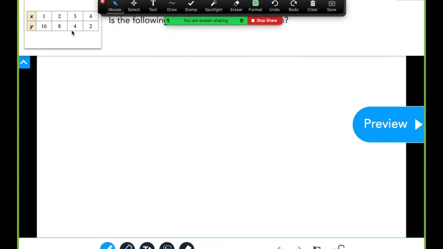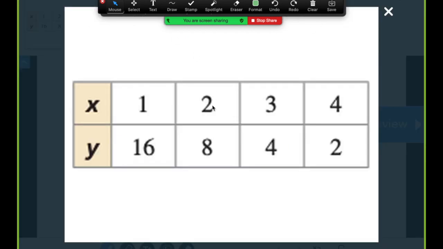Now let's try and practice it a little bit. Let me clear my slide. So if I were to look at the following chart, would this be a linear function or not? I'll give you 5 seconds to answer.